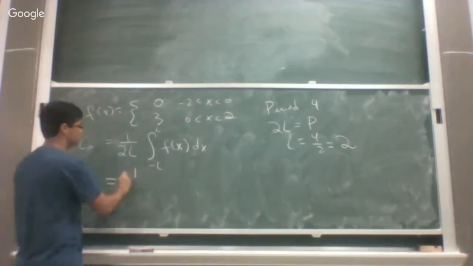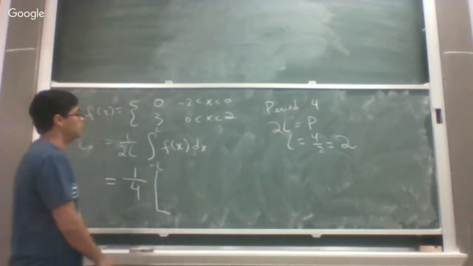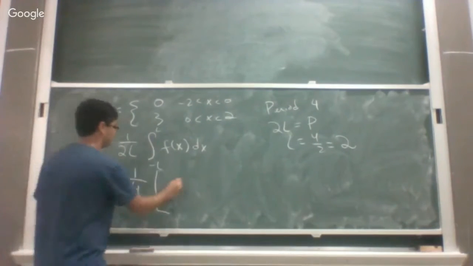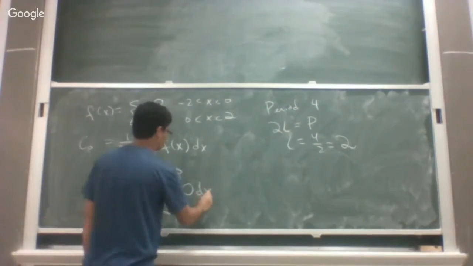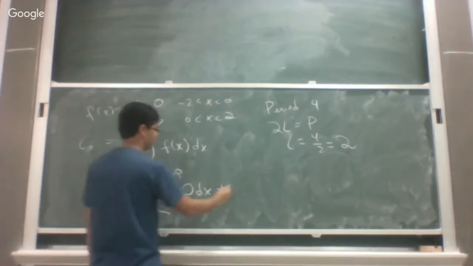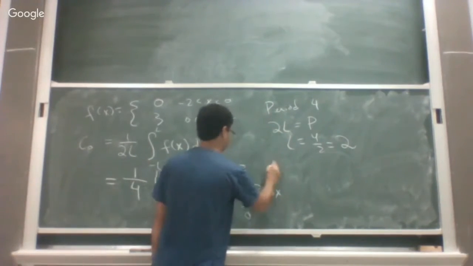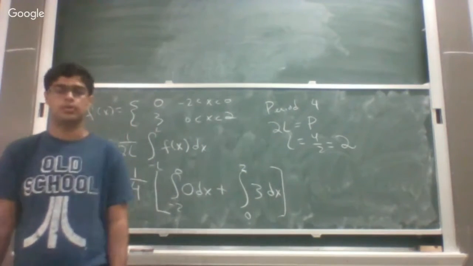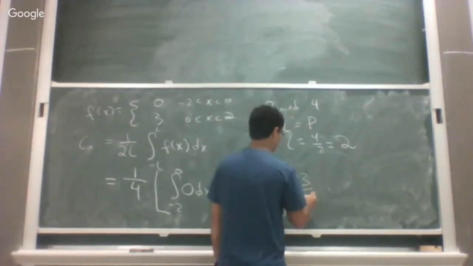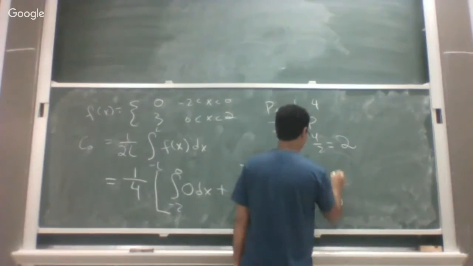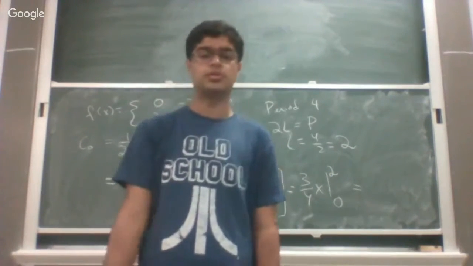So 1 over 2 times 2 is 1/4, right? Going from -2 to 0, we have f of x, which is 0, dx, plus going from 0 to 2, our f of x is 3, so we have 3 dx. Okay, so then 3/4 x going from 0 to 2, that is equal to 6 over 4, which is 3/2.